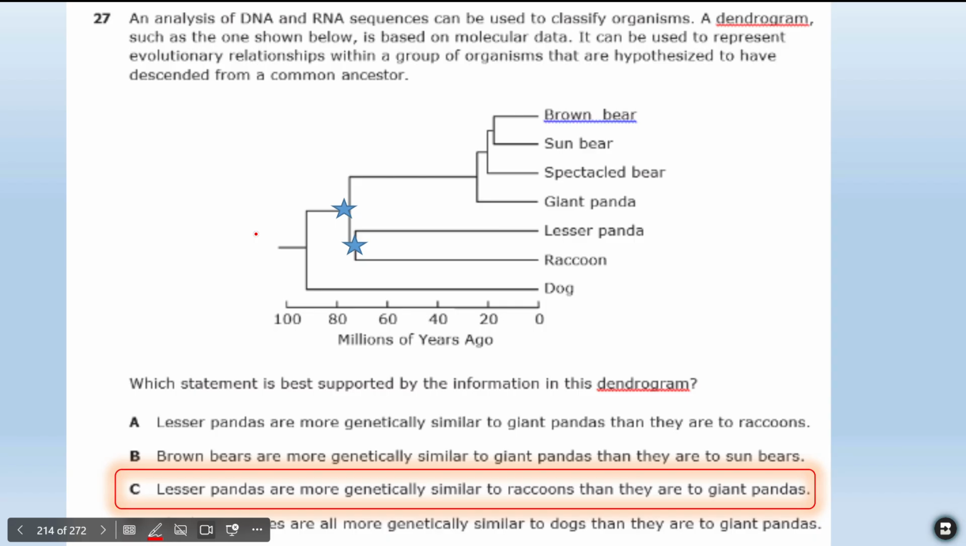Now, as we move from the left, this is the past, to the present, the more to the right this branch point is, the more recently two things were related. So when we compare these branches to each other, we see that the lesser panda was more recently related to a raccoon than they were to giant pandas.